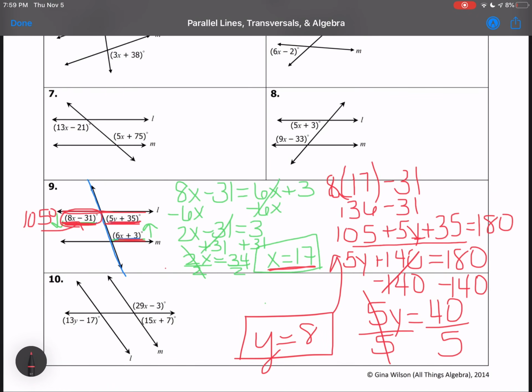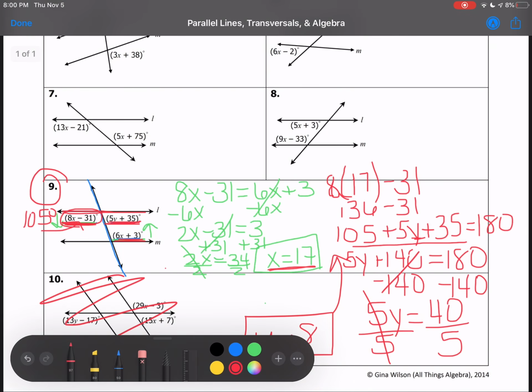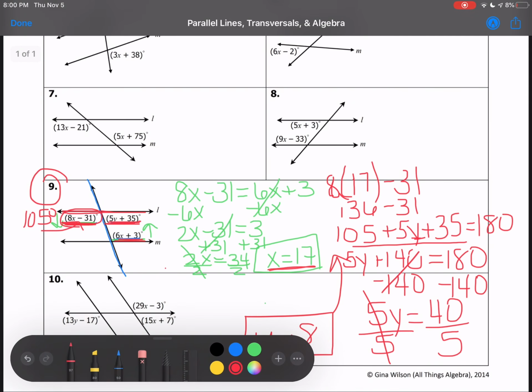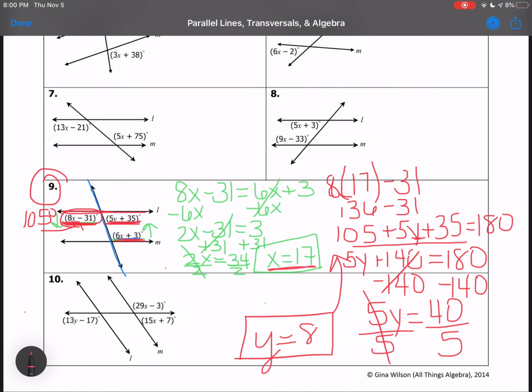Remember, this is for this problem here, not number 10. So x equals 17, y equals 8 is going to be my final answer for number 9 because we have those two unknown variables. So 10 is going to be very similar. Again, we have a y and an x, so we need to figure out what the relationship between the two angles with x in them are first, and then you'll move on to figure out what y is.